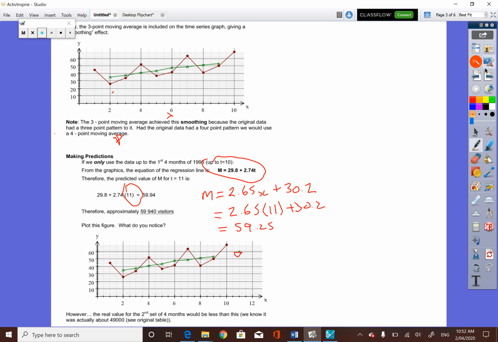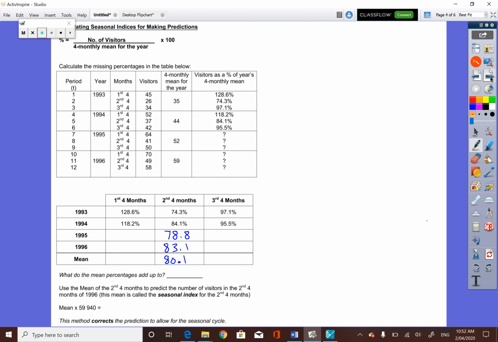So that's what we're going to look at now. The seasonal component is what this table looks like here. Now, this takes into account how many more visitors are visiting in that summer period in the first 4 months as opposed to winter and the third months, which is probably like the shoulder season.